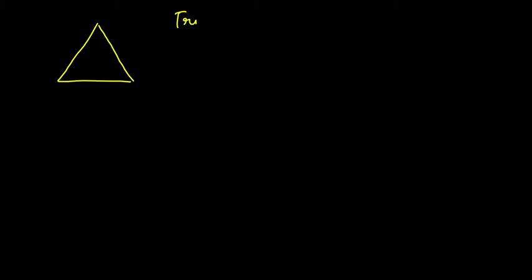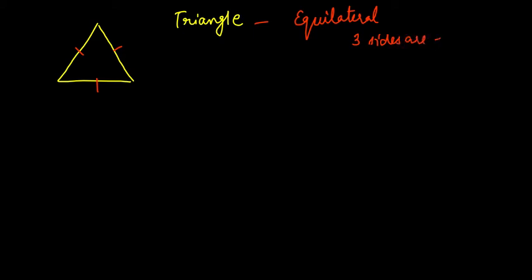So this is your triangle. I'm taking first the case of an equilateral triangle. In an equilateral triangle we know all three sides are equal. So if all three sides are equal, this is S, this is S, this is also S.